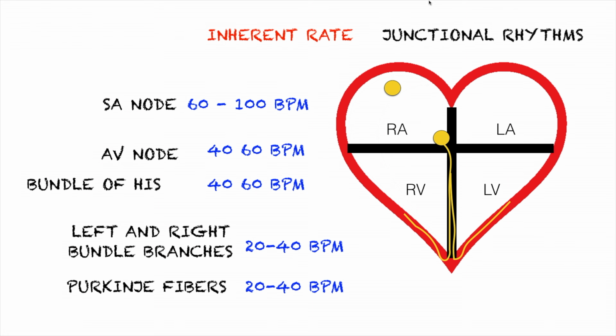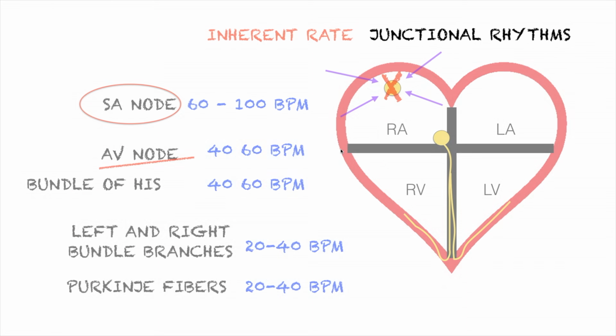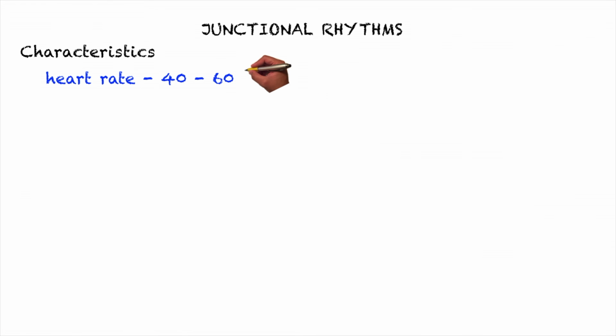Now, in junctional rhythms, the SA node fails. It doesn't fire at all, or it has a weak impulse. This means that the AV node takes over and will generate its own impulse. What this means is that our typical junctional rhythm heart rate would be 40 to 60 beats per minute. And I said typical because if we are out of that range, we will call the dysrhythmia a different name. And we're going to talk about that later on. But for now, let us talk about the characteristics of junctional rhythm.